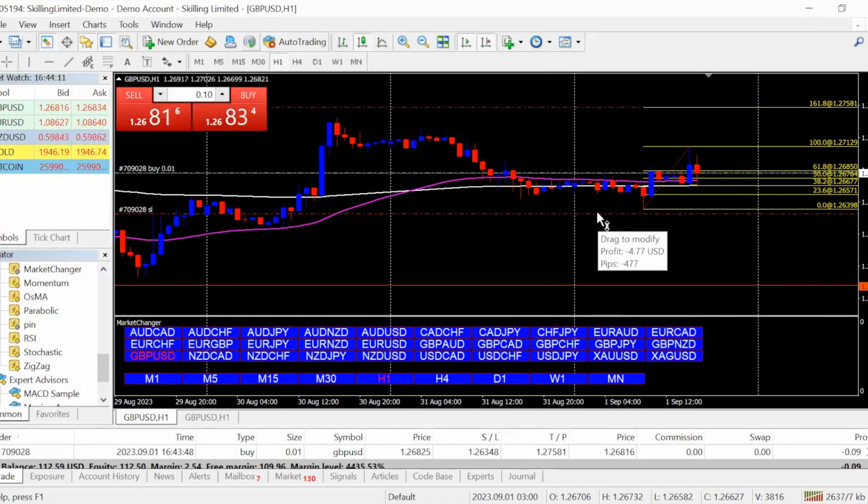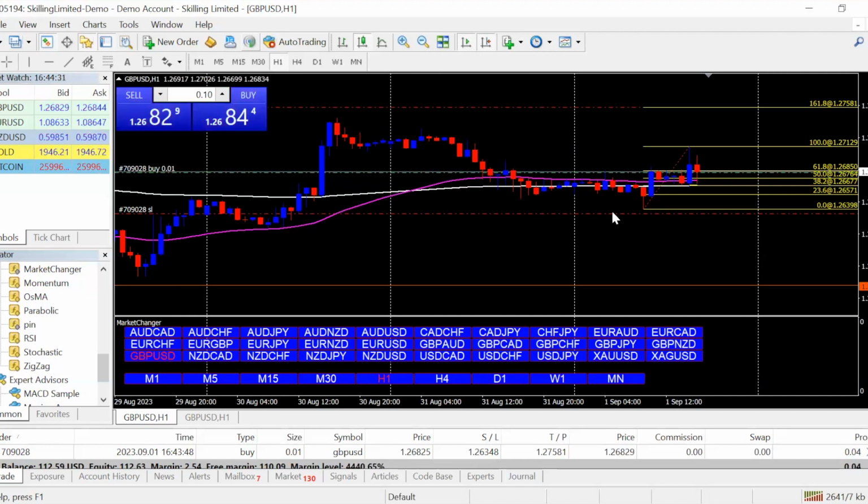Now, if price goes in your favor, remember that when you are taking trades as a trader, you are a speculator. As a speculator, you are predicting that this is what is going to happen. If it happens as you have predicted, you win. If it goes against you, you lose. That is the lot of speculators. That's trading for you. That's the way trading is.